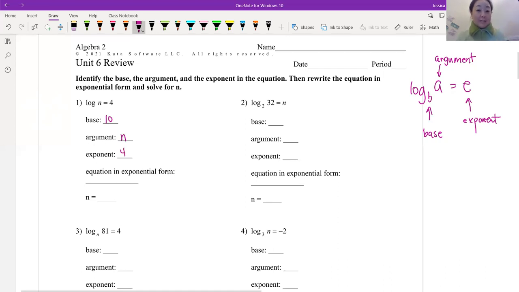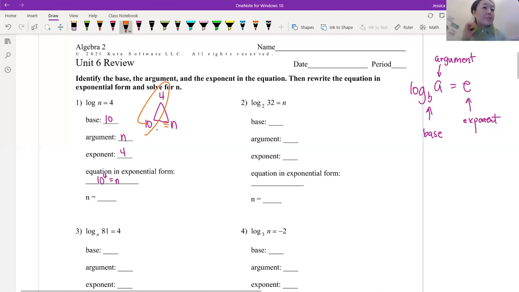So we're going to just write it in exponential form. So if you need the triangle, use a triangle. Triangle is always great. So again, the base is 10. Remember, it's invisible there. N and 4. So it's giving 10 to the 4 power is equal to n. I always like to do this. That's the exponent, and this is what it's equal to.